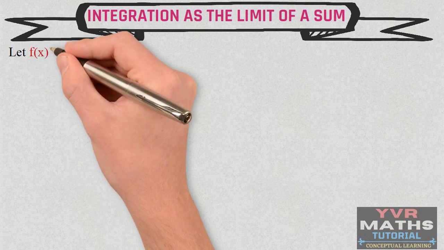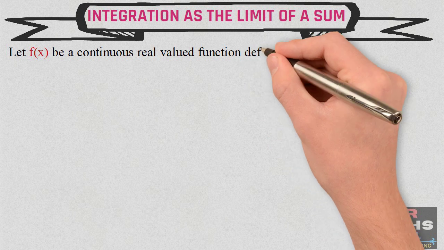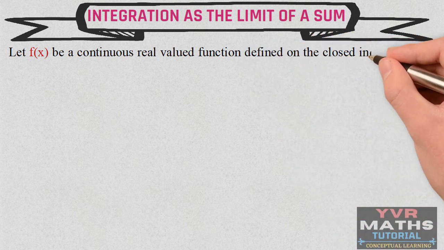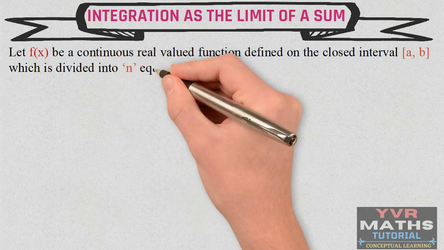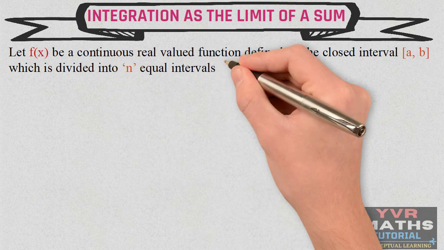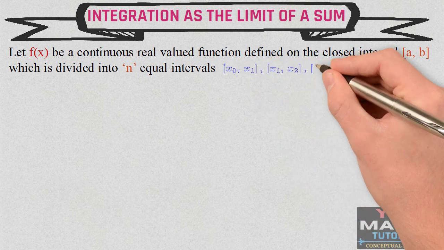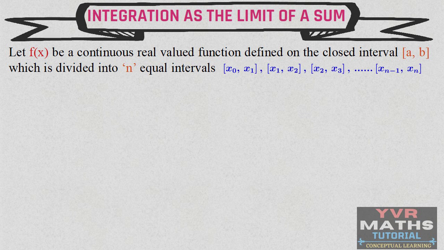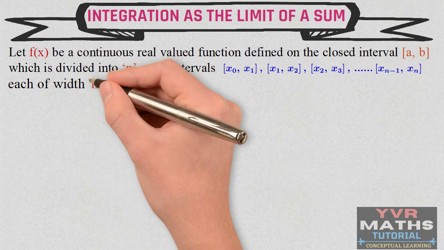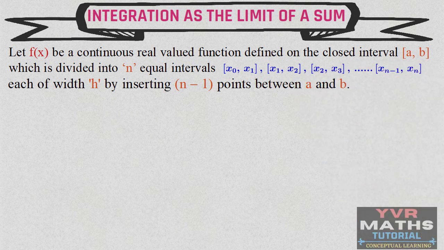Let f of x be a continuous real valued function defined on the closed interval a, b, which is divided into n equal intervals x0, x1; x1, x2; x2, x3; and so on up to xn minus 1, xn, each of width h, by inserting n minus 1 points between a and b.